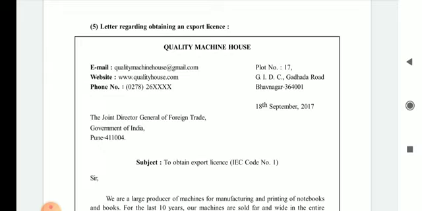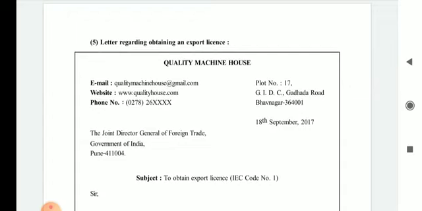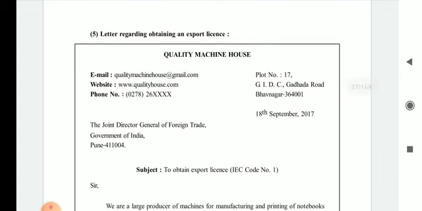Again, if you want to import some products from outside of India, you also have to get the license for import, because without this type of license you are not able to receive or send products from outside of India. So if you want to do export as well as import business, you have to get the license or the permission from the department, from the government of India, and it is very necessary.